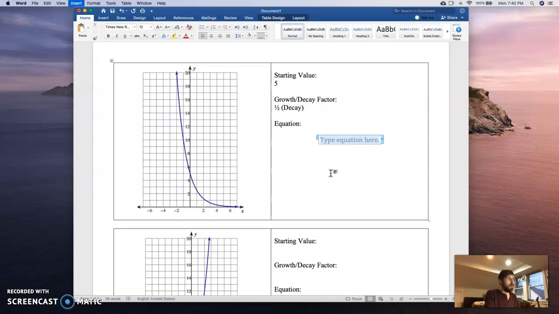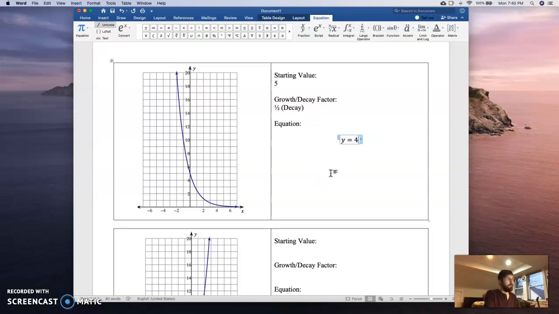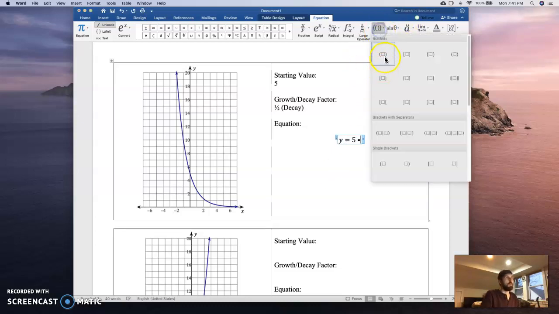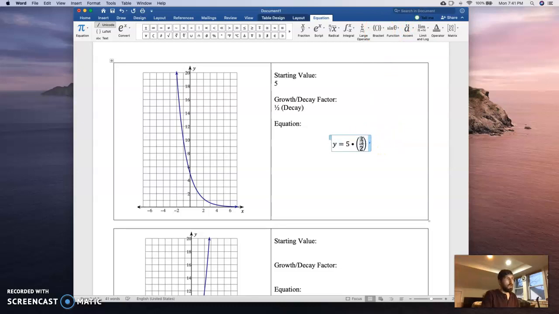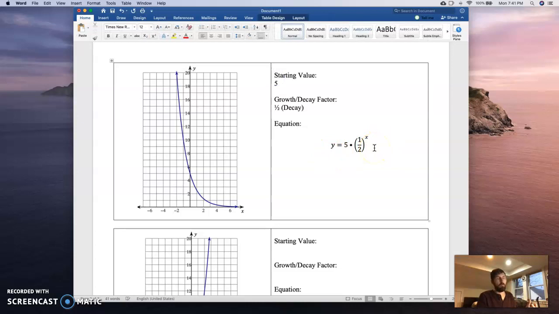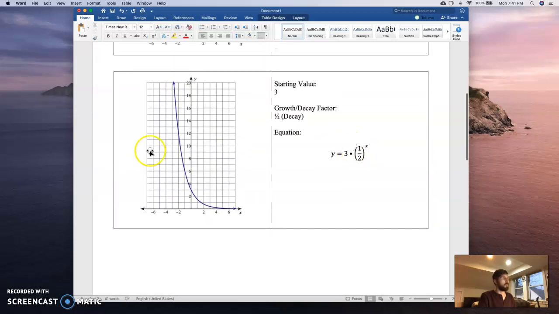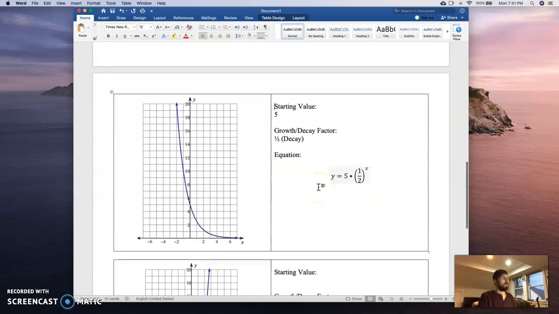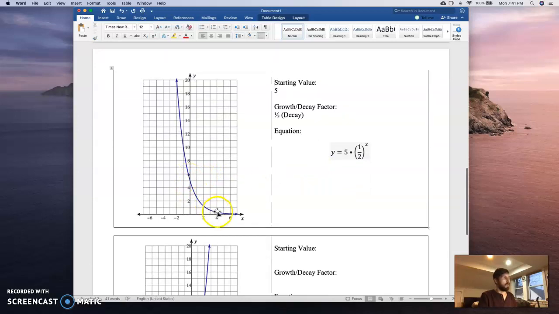Very similarly, this equation is y equals 5 times, let's make that look good with some brackets, 1/2 to the power x. That would be our equation right there. Very similar to the last one. We just changed the number that we're starting with. It starts with a 5, not with a 3. You can see how both of those graphs look very similar. We still have the same decay factor, but because we started somewhere else, it will be a little bit different.